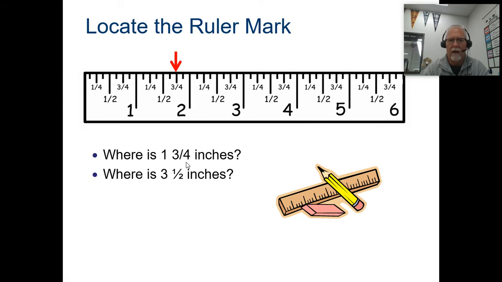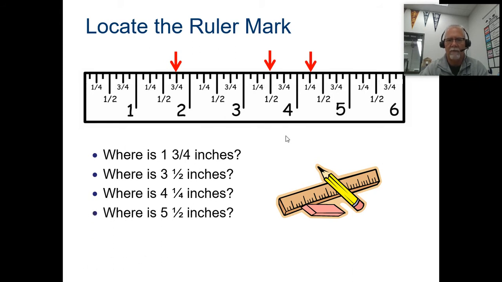Where's 3 1/2? So we'll find the big 3, which is the whole inches, and then find the half inch after that. Where's 4 1/4? Again, start by finding the big number, the whole inches, the 4, right here, and then we'll tack on the quarter inch. Where's 5 1/2? Locate the big 5 or the 5 inches and then the half inch mark after that. Where's 0? 0 is at the very left end of our ruler. Boom, all measurement starts from 0.